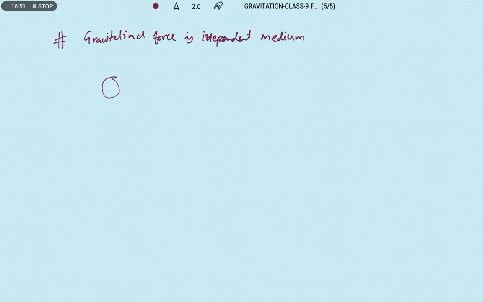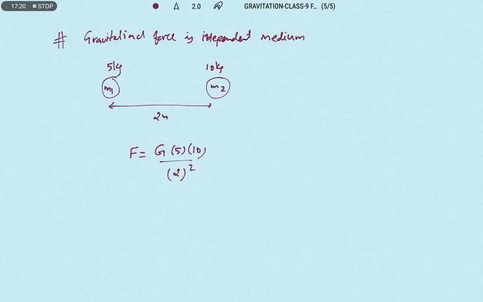Two bodies, m1 and m2, are separated in air by a certain distance, 2 meter. Mass of the first body is 5 kg and the second body is 10 kg. Then what is the force of attraction between them? The gravitational force of attraction between the bodies we can write as G into 5 into 10 by 2 square. This is when the objects are separated in air.